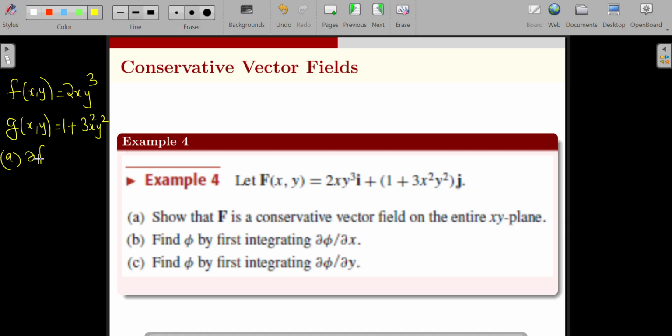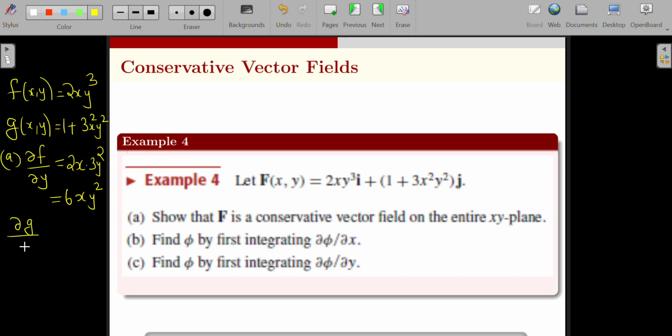So let us calculate ∂f/∂y. ∂f/∂y is the partial derivative of 2xy cubed with respect to y. 2x is a constant with respect to y. The derivative of y cubed is 3y squared. So altogether, ∂f/∂y is equal to 6xy squared.